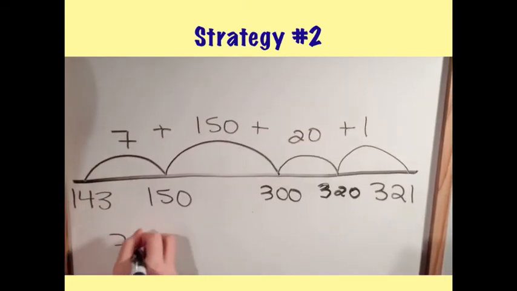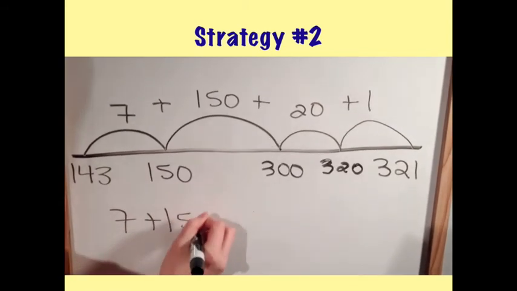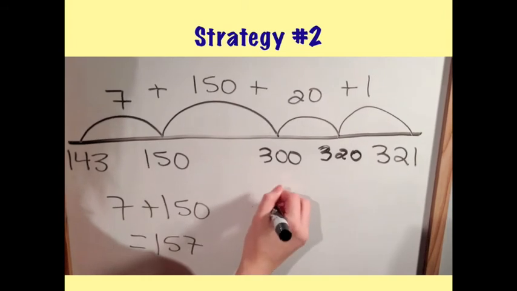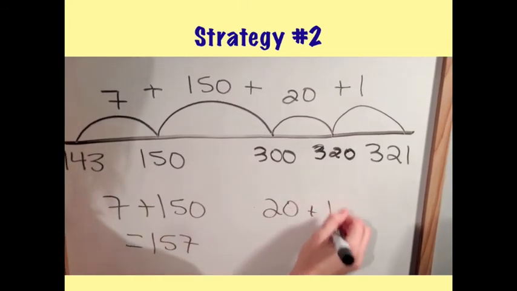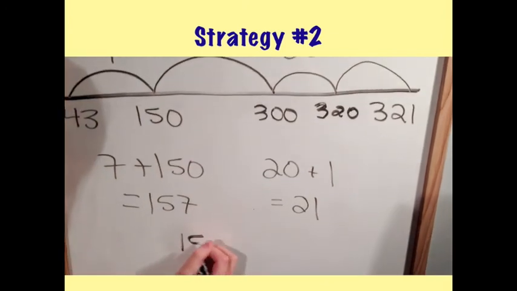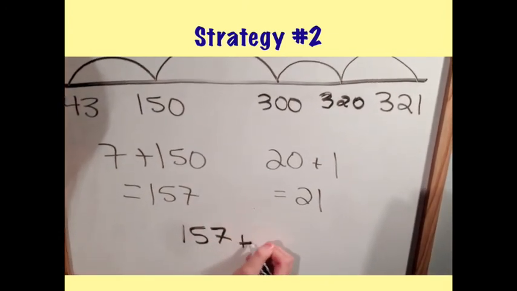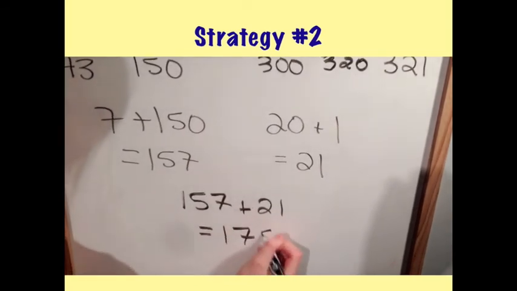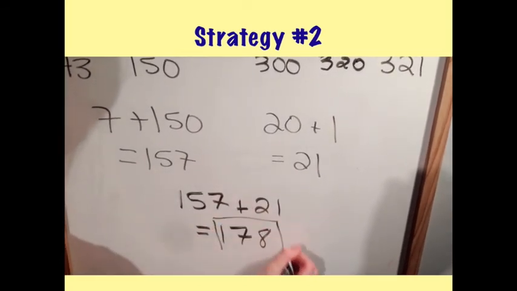Since we know that 7 plus 150 is equal to 157, and we know that 20 plus 1 is equal to 21, we can then add these two numbers together to get a final answer of 178, meaning that there are 178 steps between 321 and 143, which is also our difference.